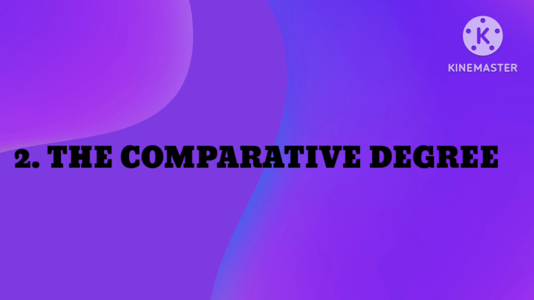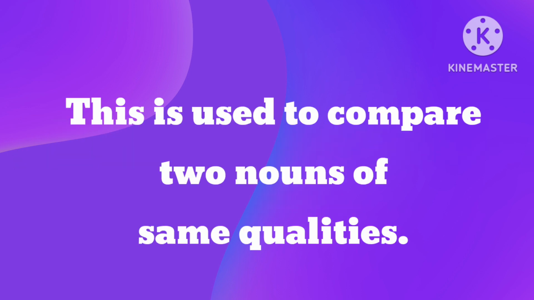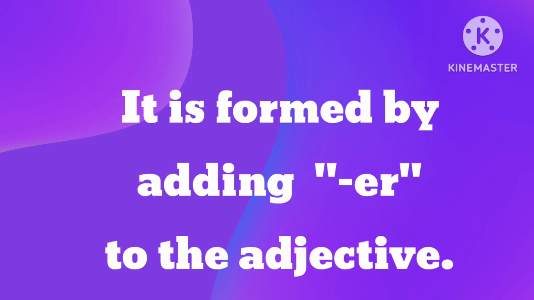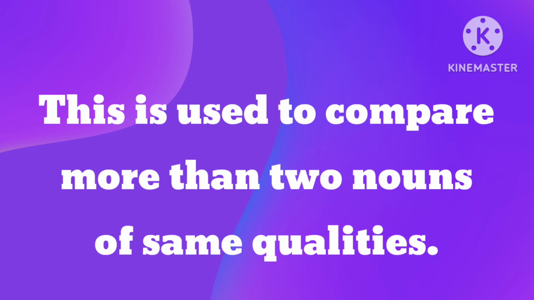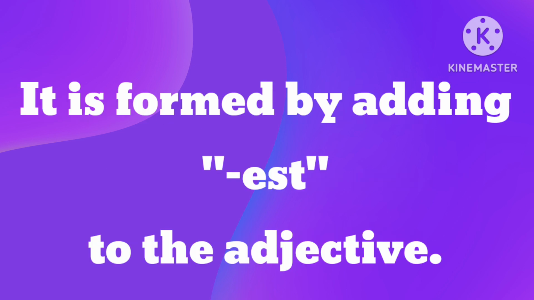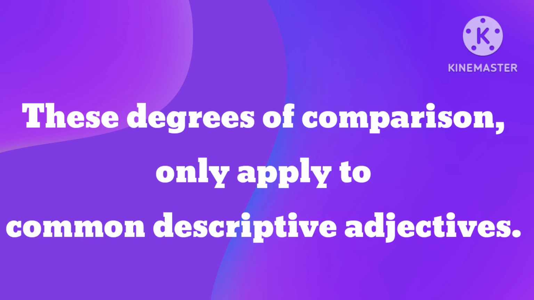2. The comparative degree. This is used to compare two nouns of same qualities. It is formed by adding er to the adjective. 3. The superlative degree. This is used to compare more than two nouns of same qualities. It is formed by adding est to the adjective. These degrees of comparison only apply to common descriptive adjectives.